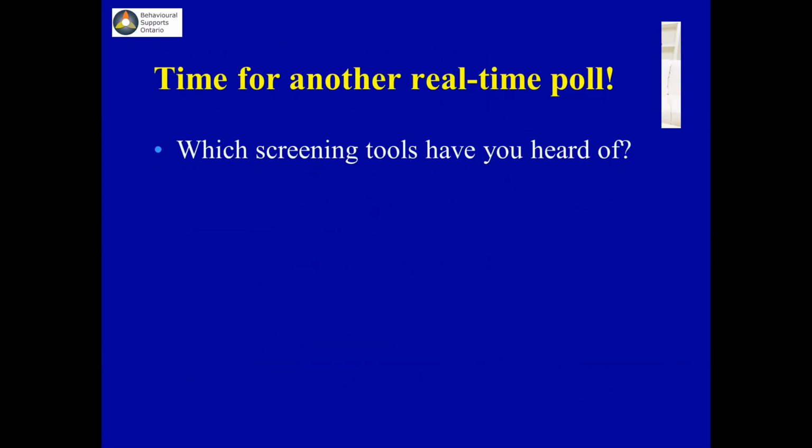So here's the second real-time poll. I know you're all excited. Which screening tools have you heard of? Caitlin's going to put up some options for you, and you can select multiple responses. So have you heard of the CAGE? Have you heard of the AUDIT? Have you heard of the SMAST-G? And have you heard of the SAMI, or have you heard of none of these?